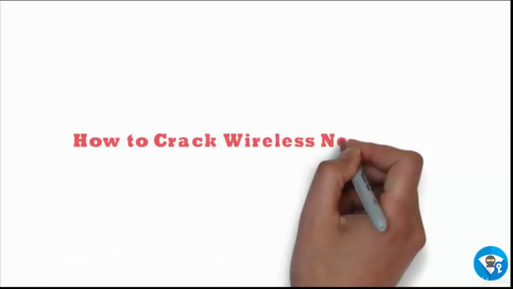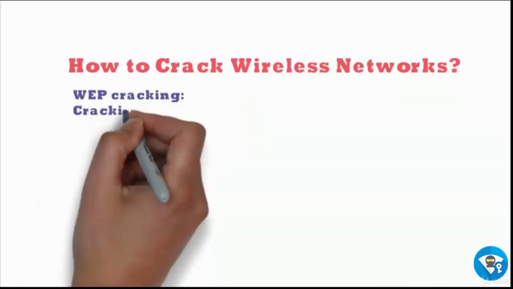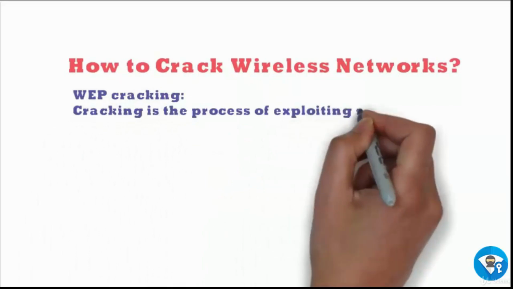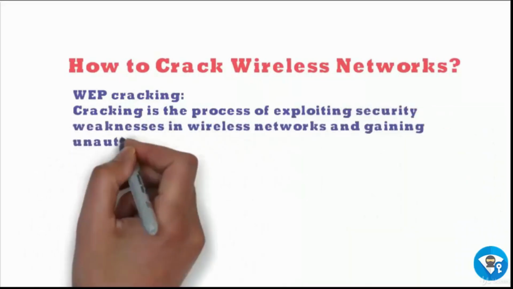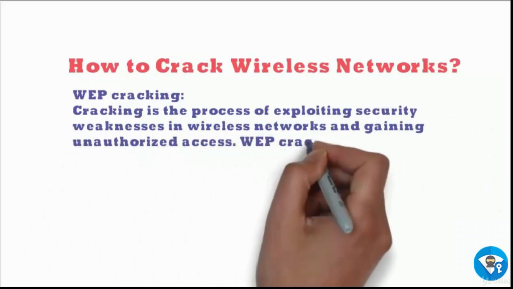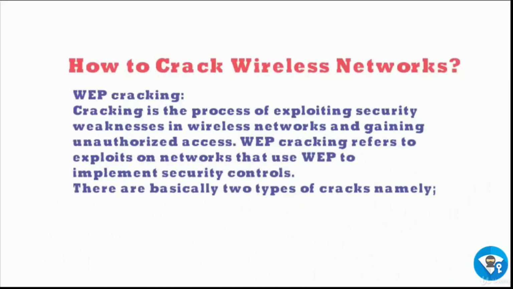How to crack Wi-Fi networks or wireless networks. WEP cracking. Cracking is the process of exploiting security weaknesses in wireless networks and gaining unauthorized access. WEP cracking refers to exploits on networks that use WEP to implement security controls. These are the basic two steps.